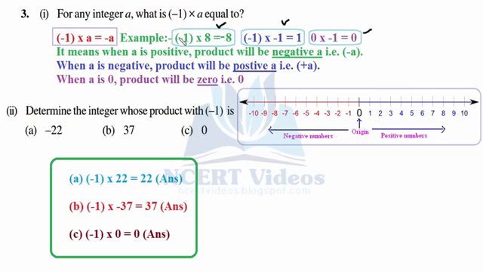It means when a is positive, as in case of the first example written in green, the product will be negative of a. Whatever the number will be, it will get negative. That is minus a. Now when a is negative, the product will be positive. Here the number was negative, the product was positive, therefore plus a. And when a is 0, the product will be 0, because anything multiplied with 0 makes it 0.